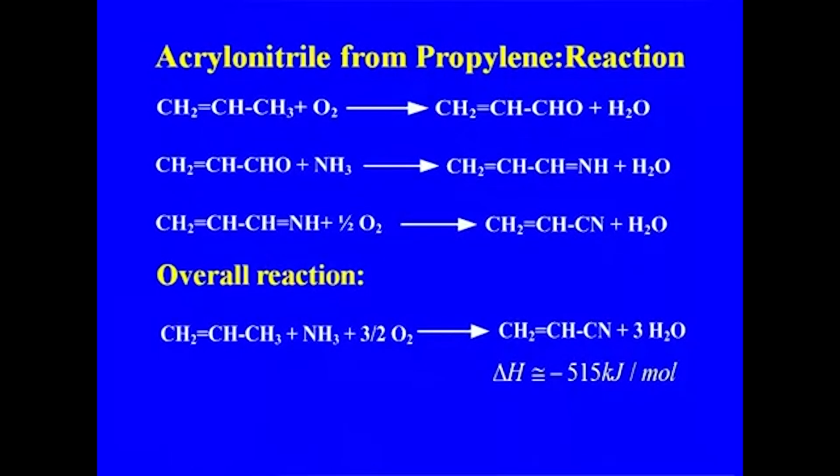This is the reaction in the case of acrylonitrile manufacture, and in the process we are also getting the acetonitrile. This is the oxidation of propylene, from the propylene and the ammonia that we are using for the acrylonitrile. This is the overall reaction that is taking place.